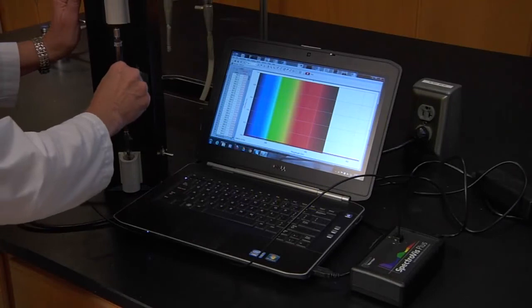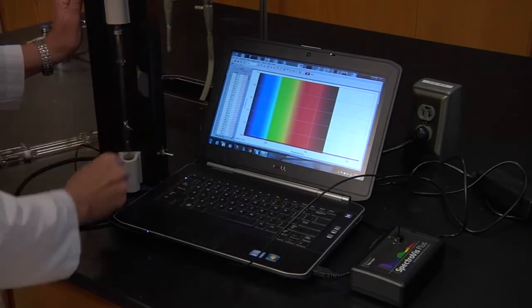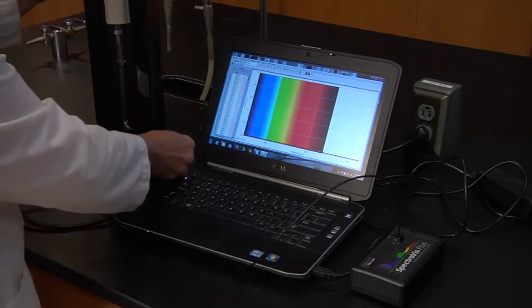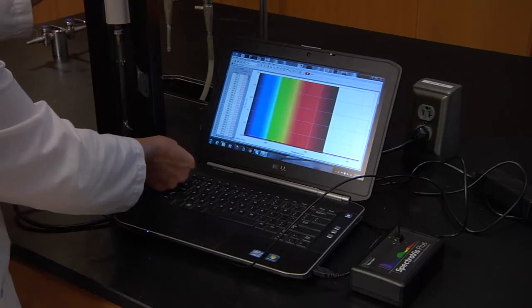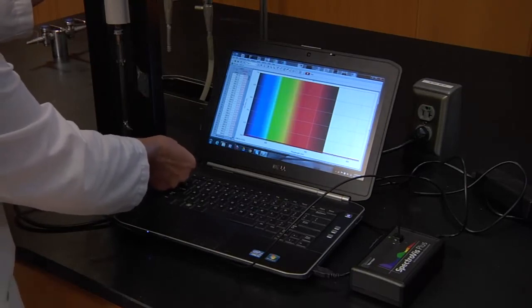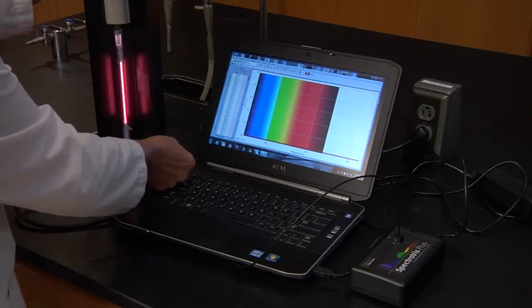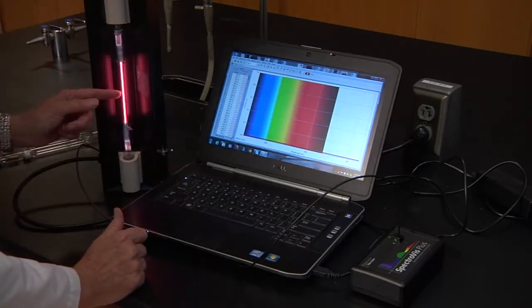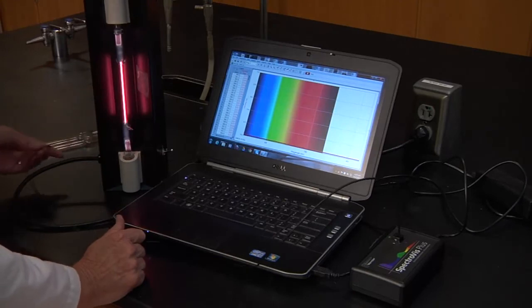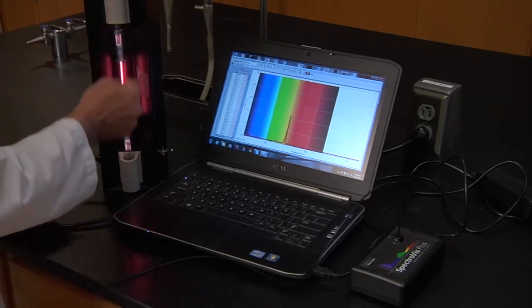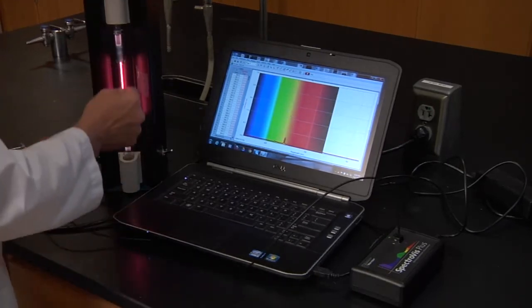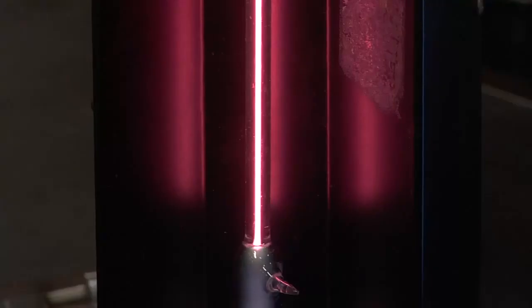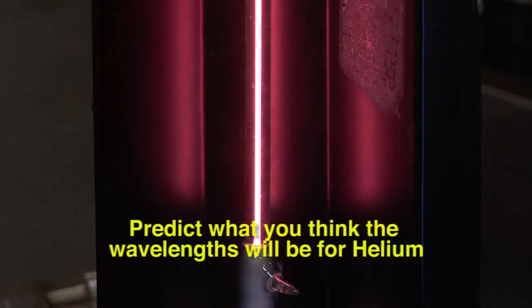Now we're going to use helium and look at the wavelengths that are emitted by excited atoms of helium. Visually, you can see there is a different color. So what are the colors that make that up? You might want to take a few minutes and think about what the wavelengths are that make up this color.